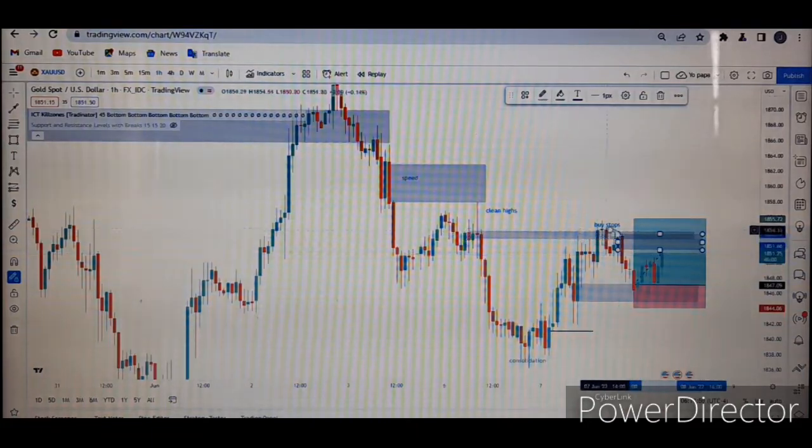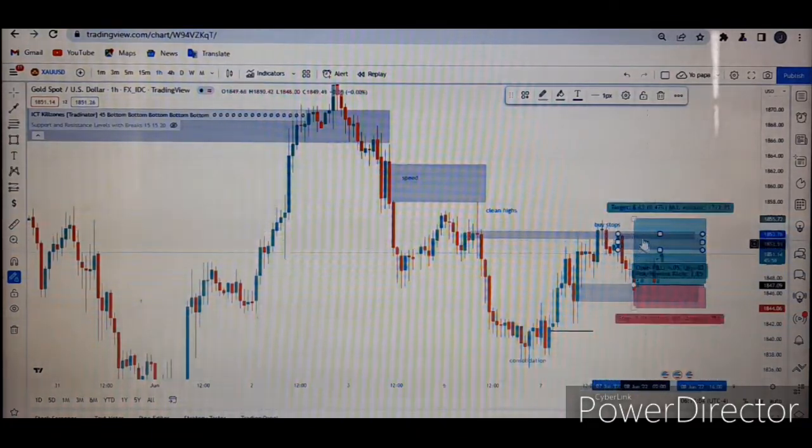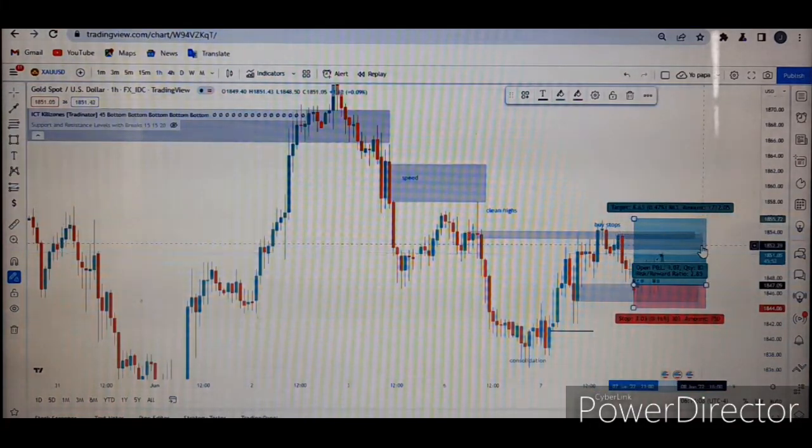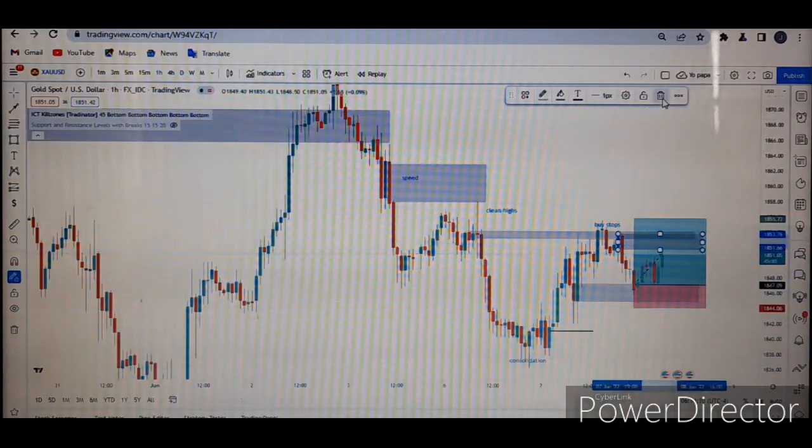We have buy stops above here, and the market has to come for it.